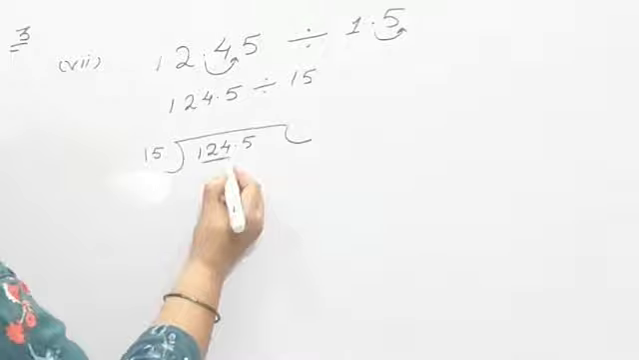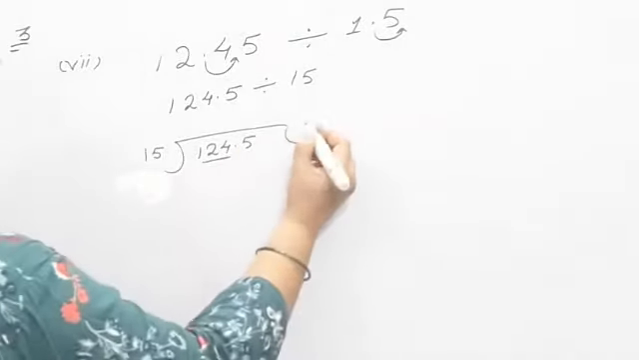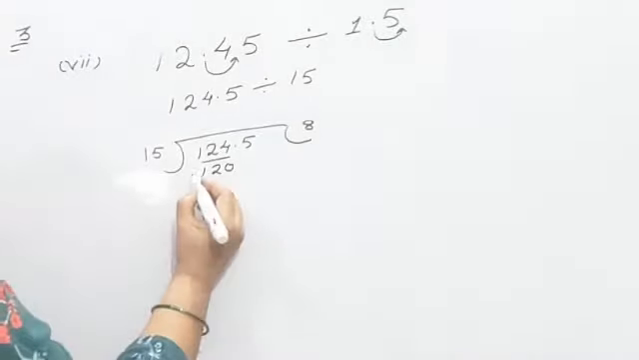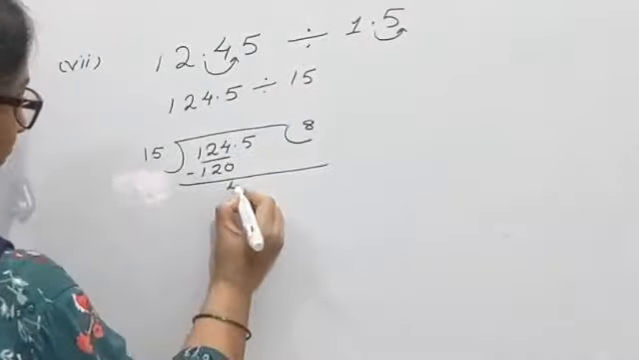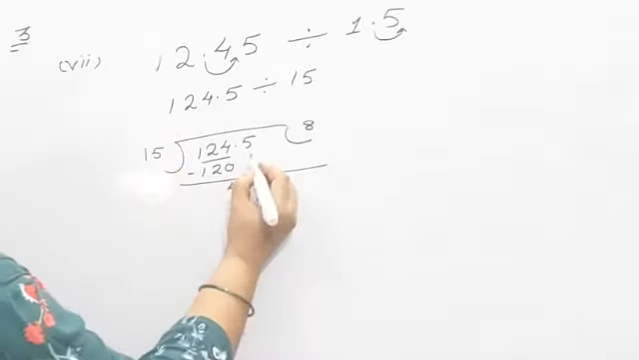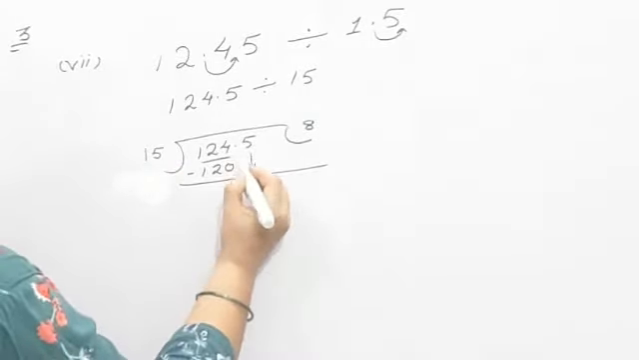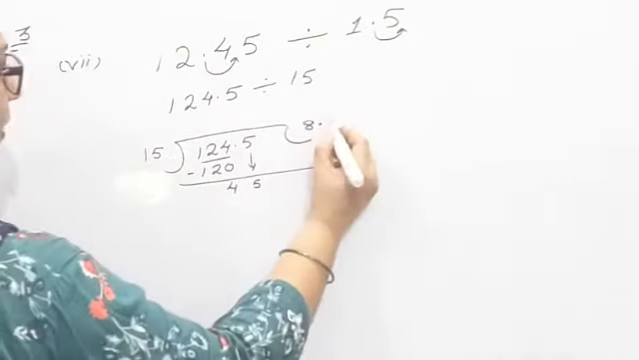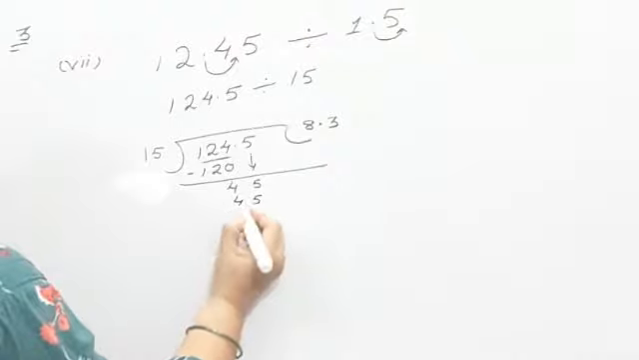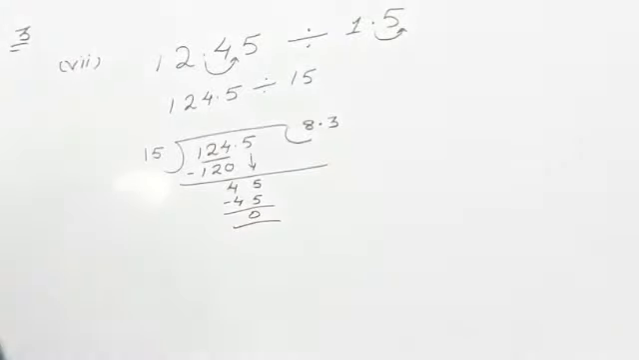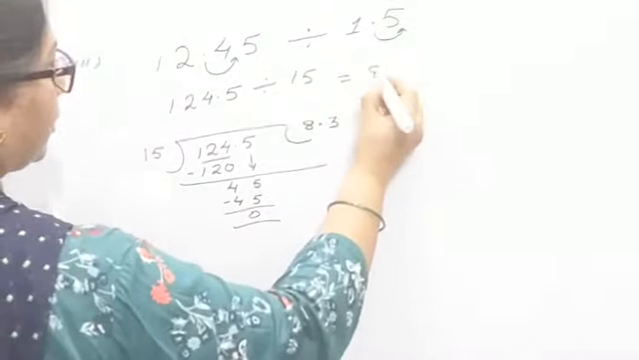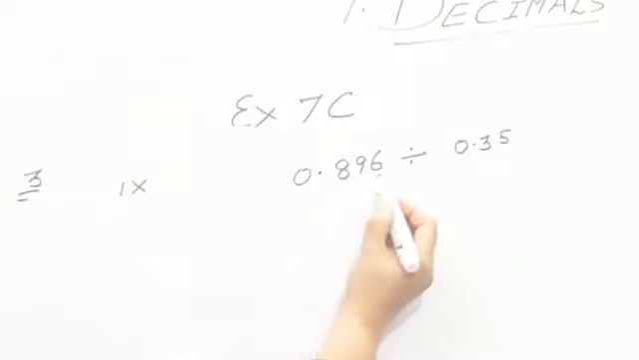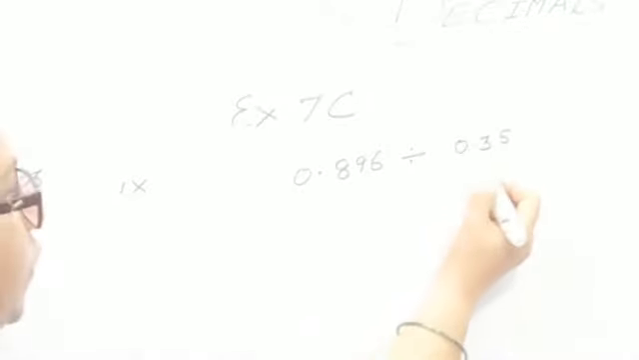Let us consider these three numbers first. 15 into 8 is 120. So it will go how many times? 8 times. Subtract, 4. As soon as you bring the first decimal place down, at the same time the decimal is shifted to the quotient. So it's now 45. 15 3s are 45. Hence the quotient is 8.3.